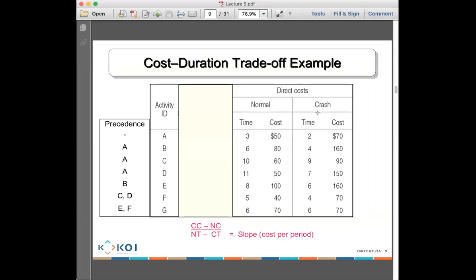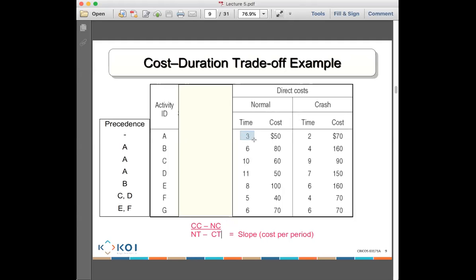Very, very well done. So sometimes you might be given an exercise like that. You might be given crash cost, crash time, normal cost, normal time, and you are asked to calculate the actual slope yourself. Slope is how much it is going to cost you every time you crash the project by one period. How many periods can you crash it? To calculate it, you will do normal time minus crash time.